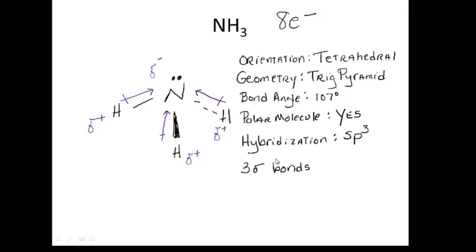You count the domains, the pairs. There are 4 domains, S, P1, P2, P3. Even a lone pair has to have a hybrid orbital. Also a definition.